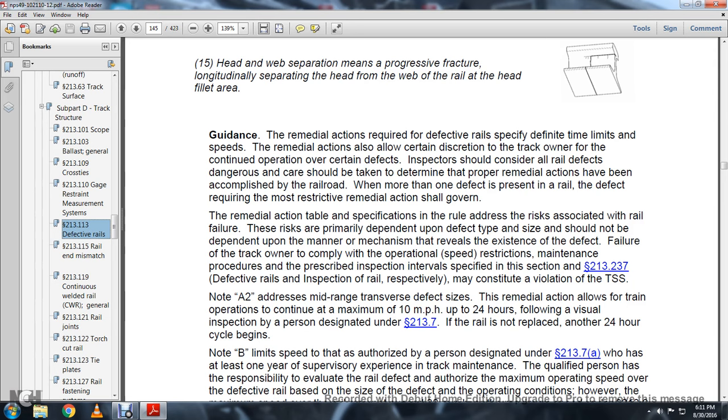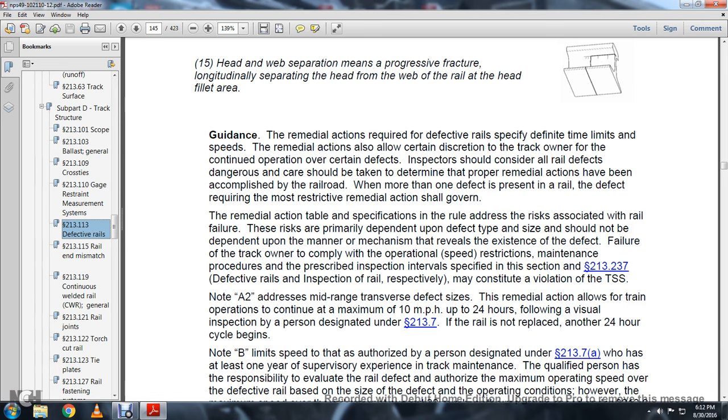When one or more of the defects is present in the rail, the defect requiring the most restrictive remedial action shown shall govern. The remedial action table is the specification rule and addresses the risks associated with rail failure. These risks are primarily dependent upon the defect size and defect type, and should not be dependent upon the manner or mechanism by which the existence of the defect is revealed.